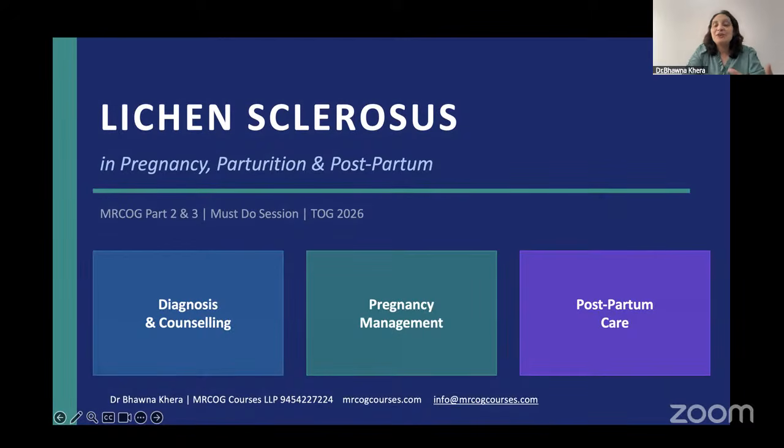Here we are going to talk about this new TOG article, which is lichen sclerosis in pregnancy, parturition and postpartum, from the point of view of the obstetrician. Till now, we have got questions multiple times on the gynae topics related to this, but this is the first time it has come up in obstetrics. So in the next 10 minutes, yes, you heard it right, in tune with our 70% less study time, we will cover this TOG article.